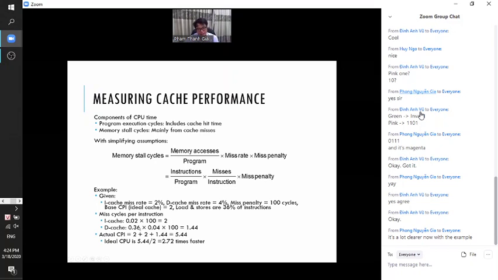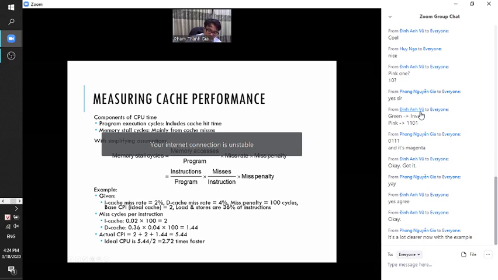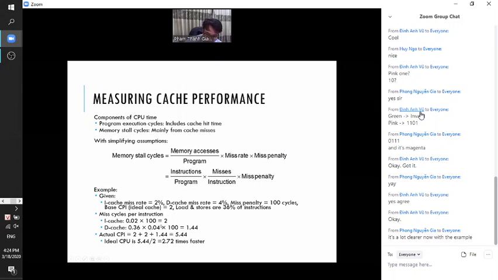For the data cache, only 36% of instructions require load or store information from memory, and 4% is a cache miss, and the cycles when miss is 100. So it pays 1.44. So the total will be 2 for the basic cycles per instruction, 2 for the I-cache if the I-cache miss happens, and 1.44 is for when the data cache miss happens.